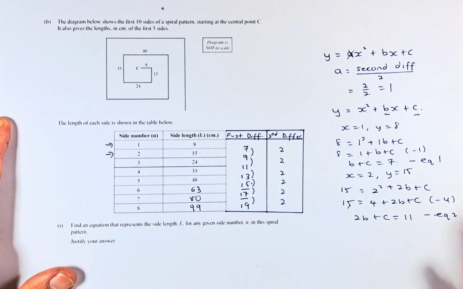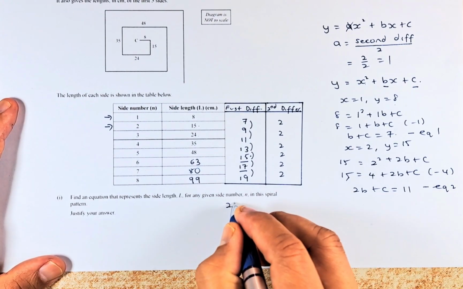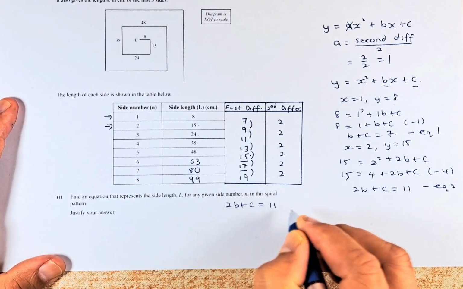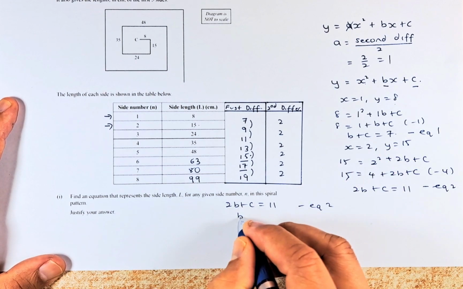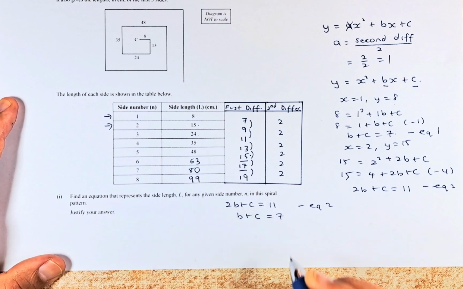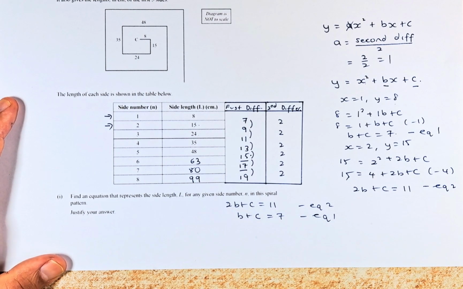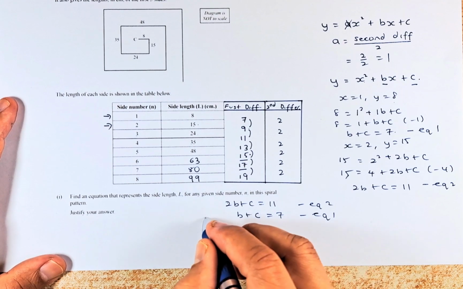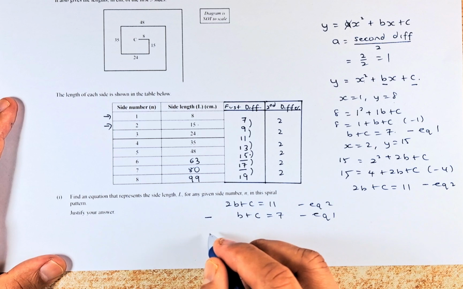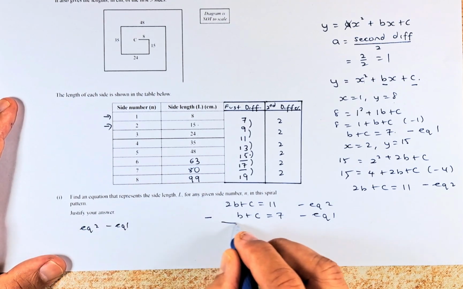Okay. So now I'm going to bring it up because we run out of space. So the two equations: 2b plus c equals 11, that's equation 2. And then equation 1 is b plus c equals 7. That is equation 1. So if you want to find the value of b and c, we have to use simultaneous equations. So we're going to put equation 2 minus equation 1.